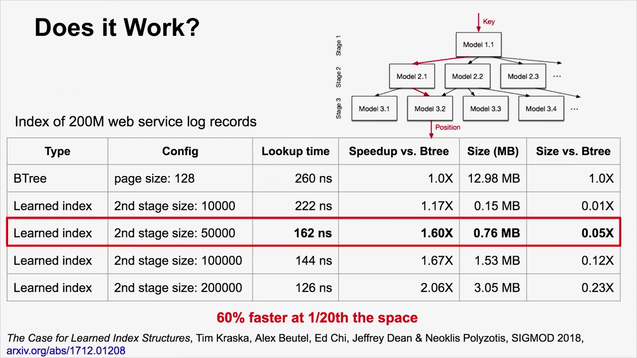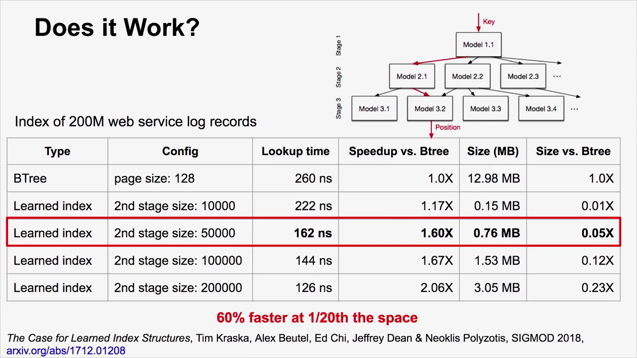And this actually works, which is nice. It's always good when that happens. So this is an index of 200 million web service log records. The B tree performance on various metrics is on the top. And the learned index has the ability to trade off accuracy and size of the learned index. So let's just pick the one that's in red. That system is 60% faster than the B tree, and it's 1/20th the space. And if you prefer, you could take the row above it and be 17% faster and 1% of the space. So this is again a fundamentally different kind of thing. If your indices get 100 times smaller, that means you might think about what you index and how you index it differently.